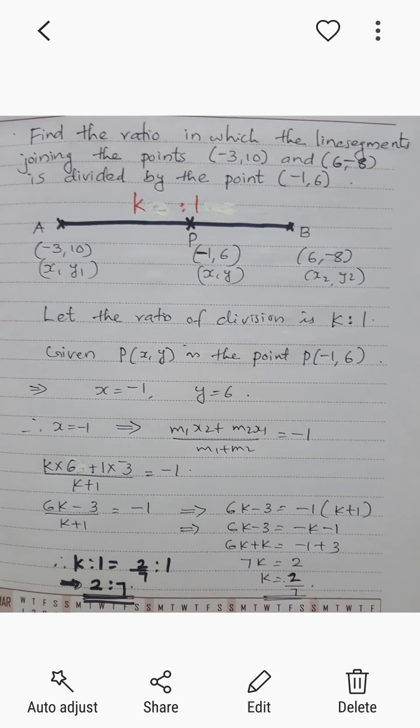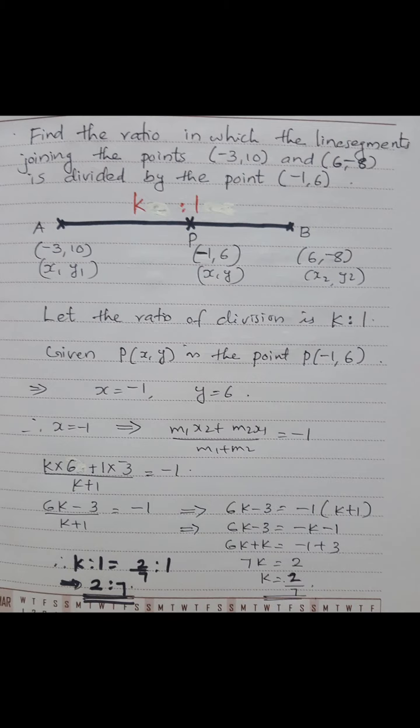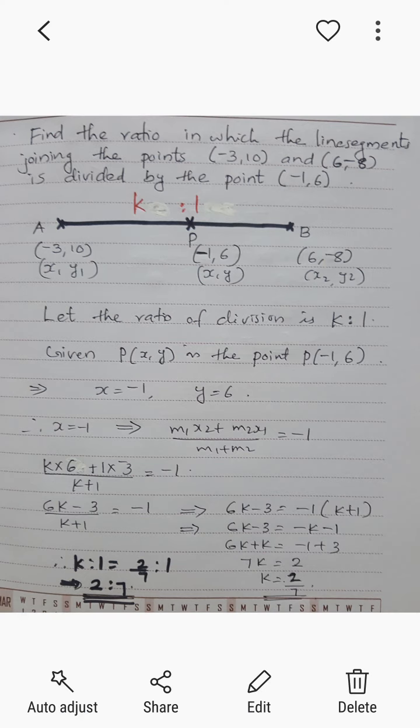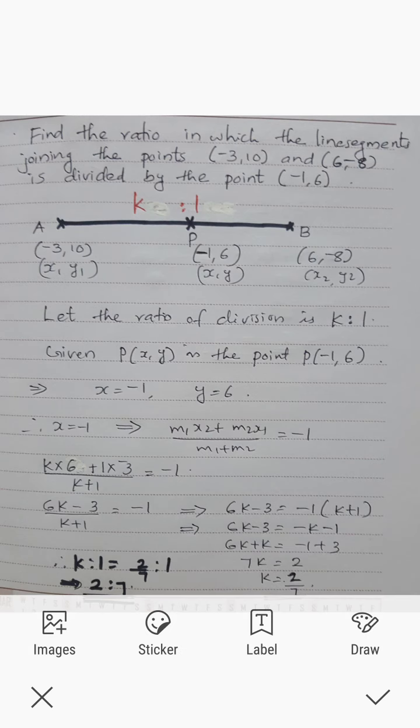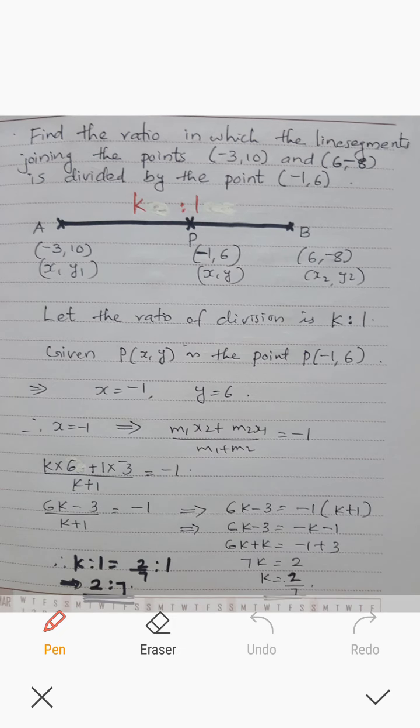Next question. Find the ratio in which the line segment joining the points (-3, 10) and (6, -8) is divided by the point (-1, 6). Okay, that's a very important question. So, see here. Here we are asked to find a ratio. We have to find the ratio m1 is to m2.